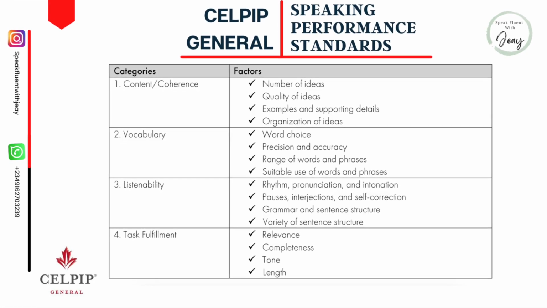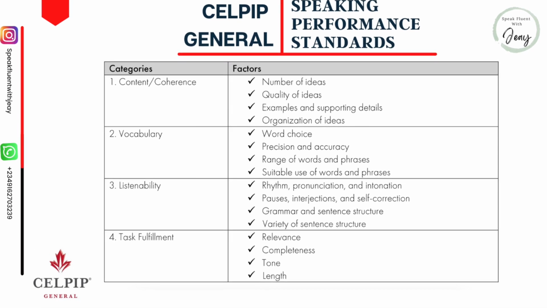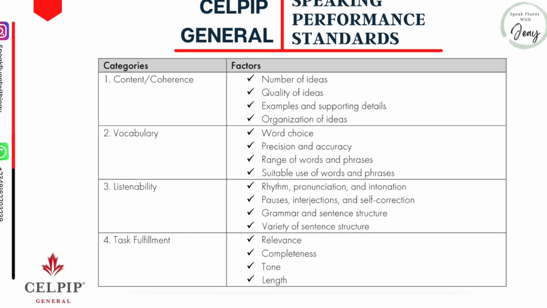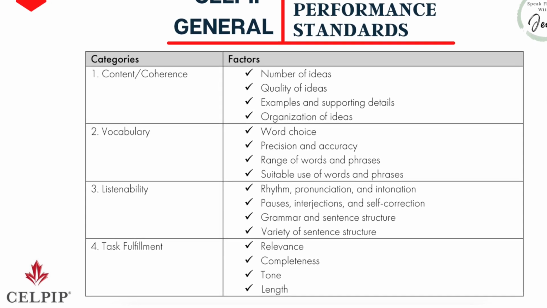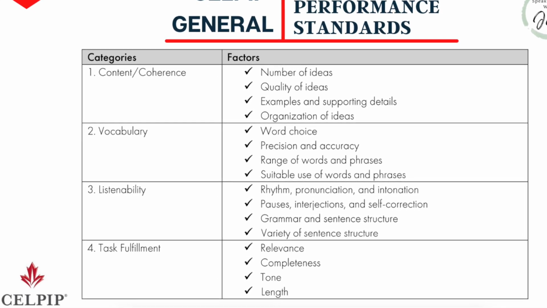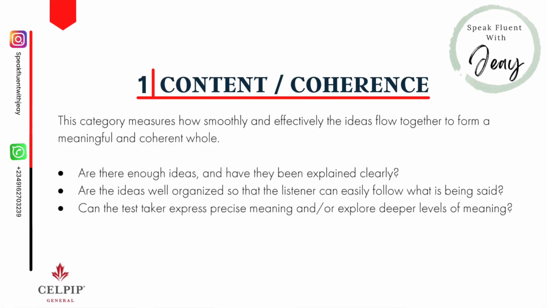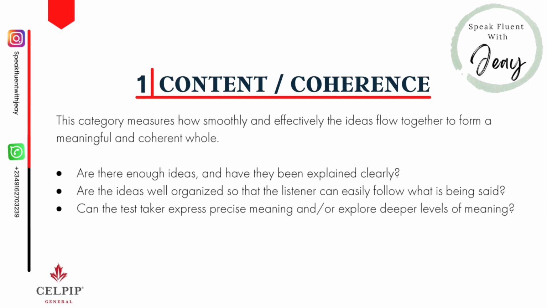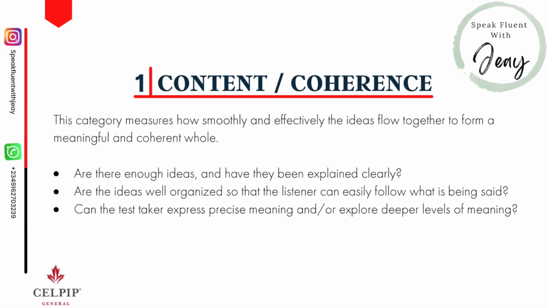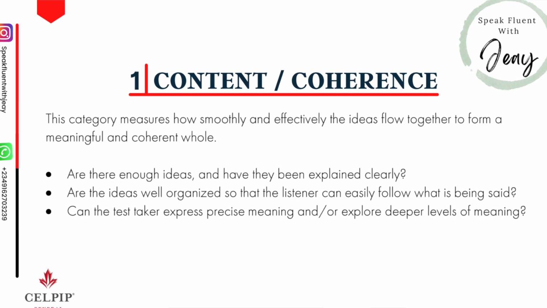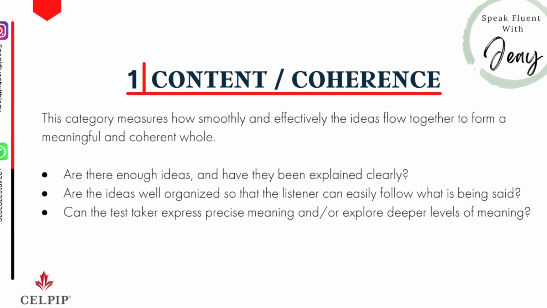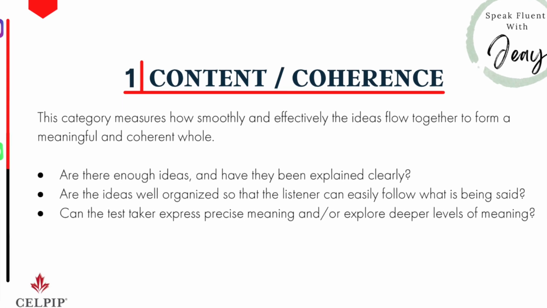There are generally four categories the raters are assessing you on. And each of these four categories has four factors under each of them. We're going to walk you through all of them one after the other. Now, the first on the list is content and coherence. And under content and coherence, we have number of ideas, quality of ideas, example supporting details, organization of ideas, four of them.